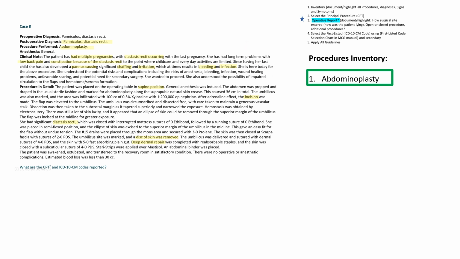So we know that we have an abdominoplasty, and I did highlight some things that are pertinent. That there was an incision. This is an open procedure. We know that, right? But I still wrote it down. Also, disc of skin was removed and deep dermal repair. So what does this mean? Well, can we code them all? Not necessarily. If they are integral to an abdominoplasty, then no, we can't code it.